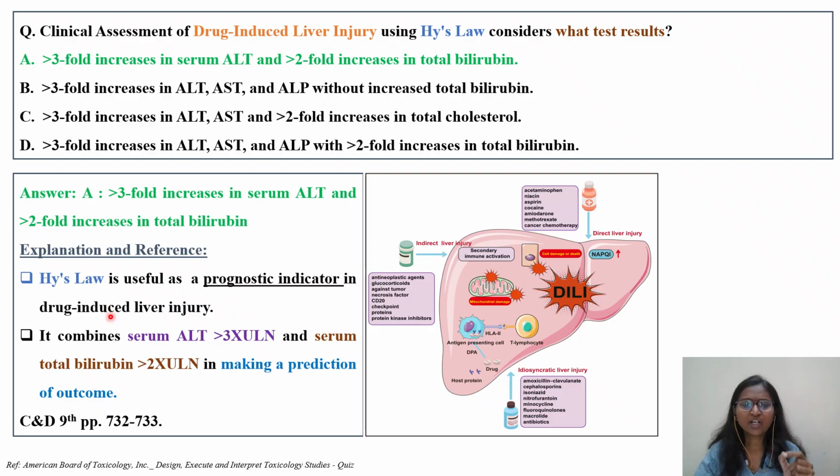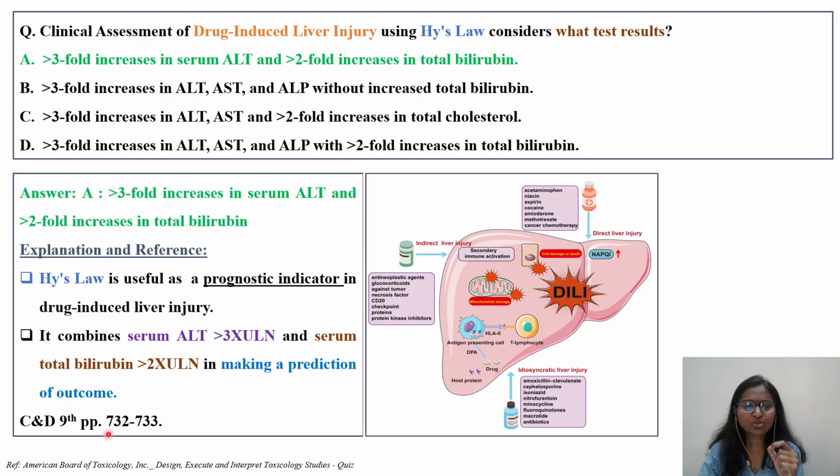What does this law do? It combines serum ALT, that is threefold serum ALT, three times ULN. What is ULN? That we will understand. And serum total bilirubin, two times ULN, in making a prediction of outcome. Why do we need Hayes law? Why is there a threefold, twofold, and why is there a combination? All these things we'll understand in the next slide.